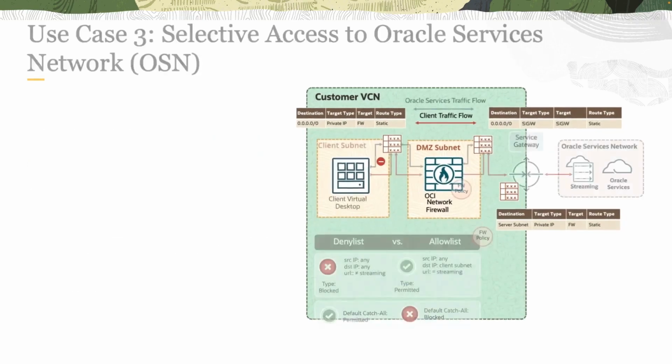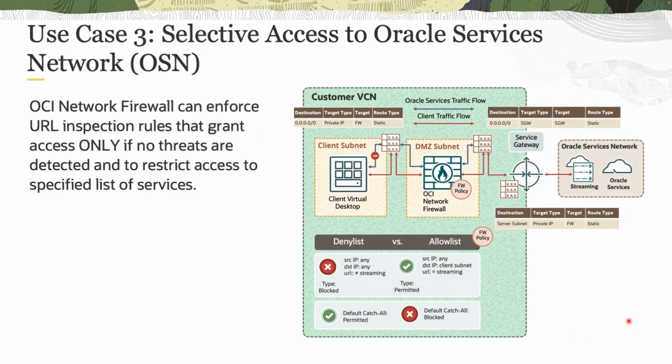In our third use case, we will talk about access to Oracle Service Network. So by using the network firewall, you can write rules that configure a service gateway to inspect the traffic based on specific URLs and grant access only if no threats are detected.